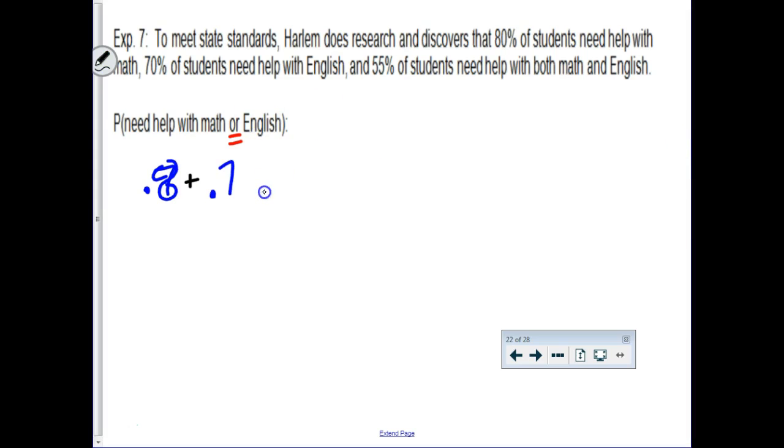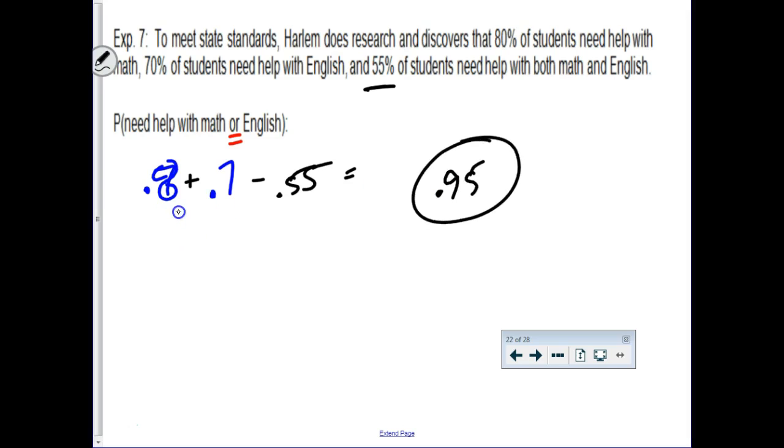But we've double counted some kids, right? The kids who need help in math and English I've counted in both groups. So now we're going to subtract this 55%. And that's going to give us our answer of 0.95 or 95%. Notice, guys, if you just add 0.8 plus 0.7, you get a number over 1. And that was one of the rules of probability. It has to be under 1. So you had a definite overlap there.